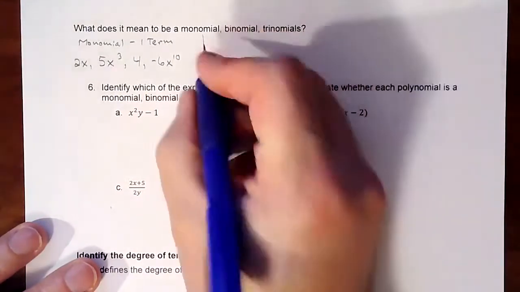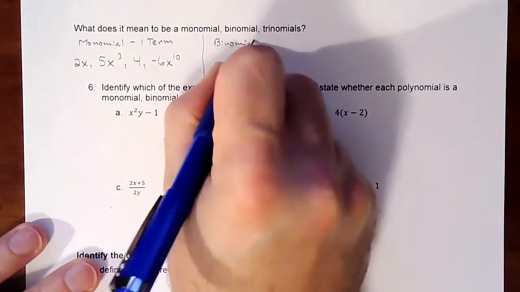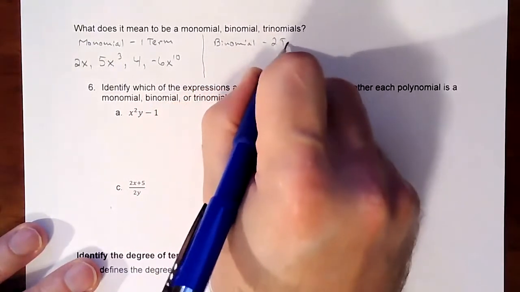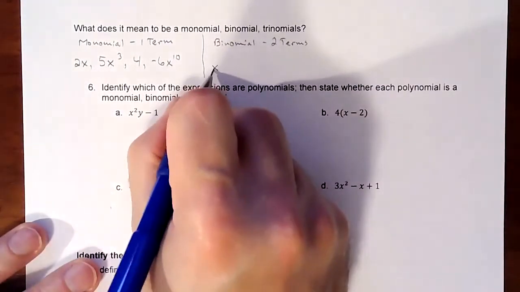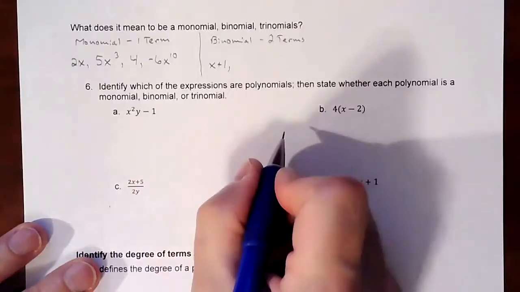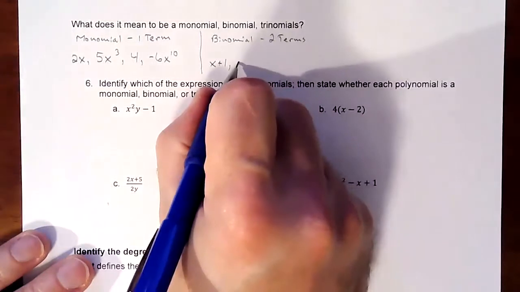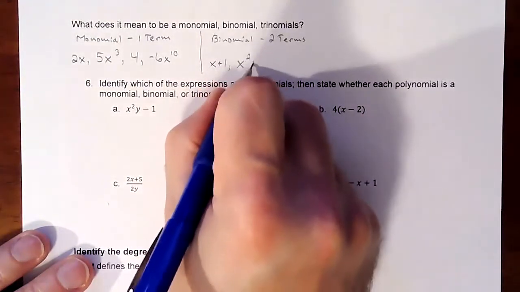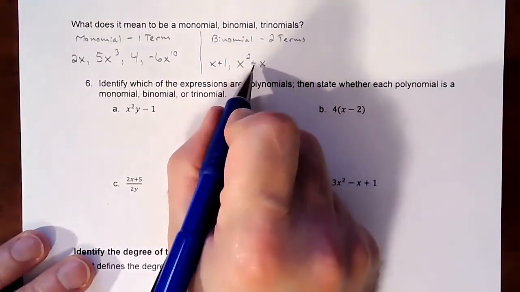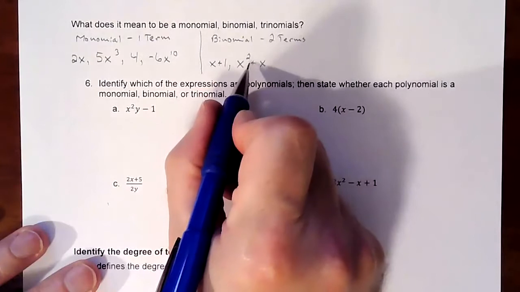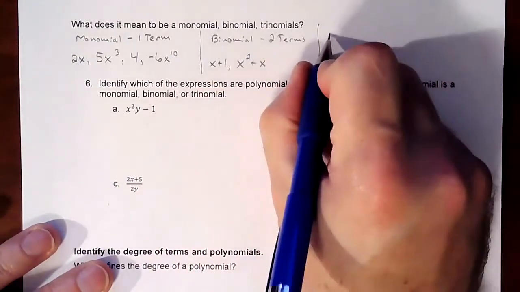So a binomial is two terms. So you have something like an x plus 1. They're not like terms, you can't put them together. There's two of them, so it's a binomial. x squared plus 1 or plus x or something like that. It doesn't matter if it's a plus or a minus, but there's two individual terms that can't go together.